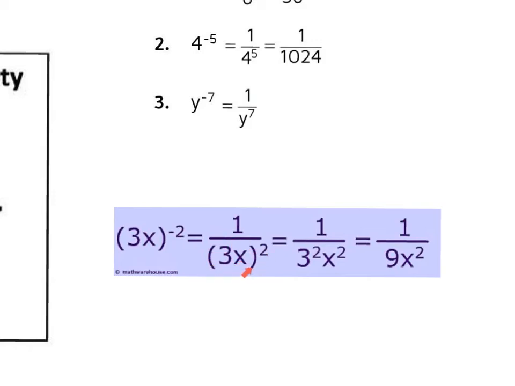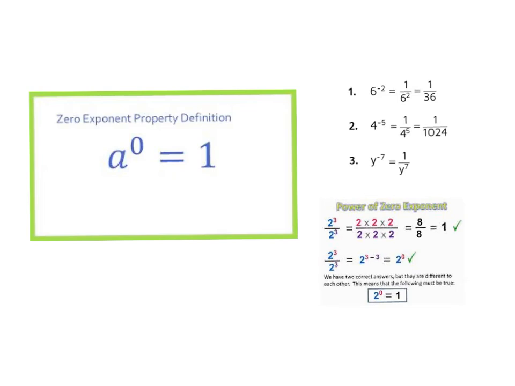Then we use our previous lesson. How do we square 3x? Well, we have to square 3, which becomes 9, and we also have to square the x, which is x squared. So it's 1 over 9x squared. All right, so that's a look at using the negative exponent property.